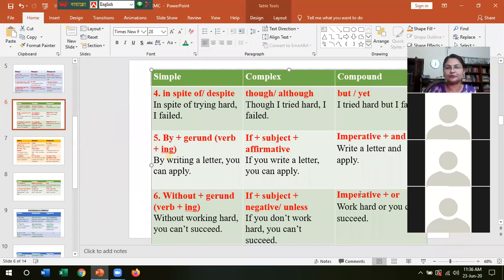Then the compound form. For compound, you will have to use imperative plus or. In the previous rule, you used imperative plus and, but in the present rule, rule number 6, you will have to use imperative plus or. That is, work hard or you can't succeed.